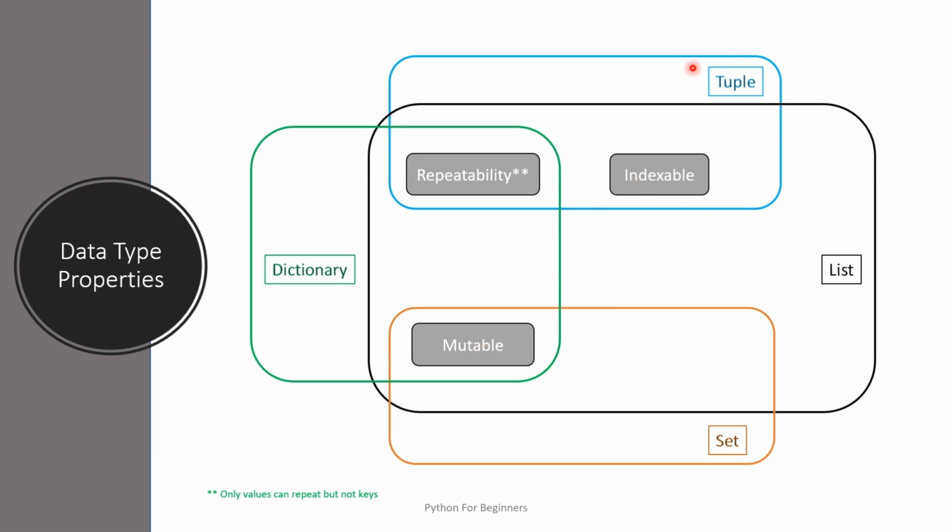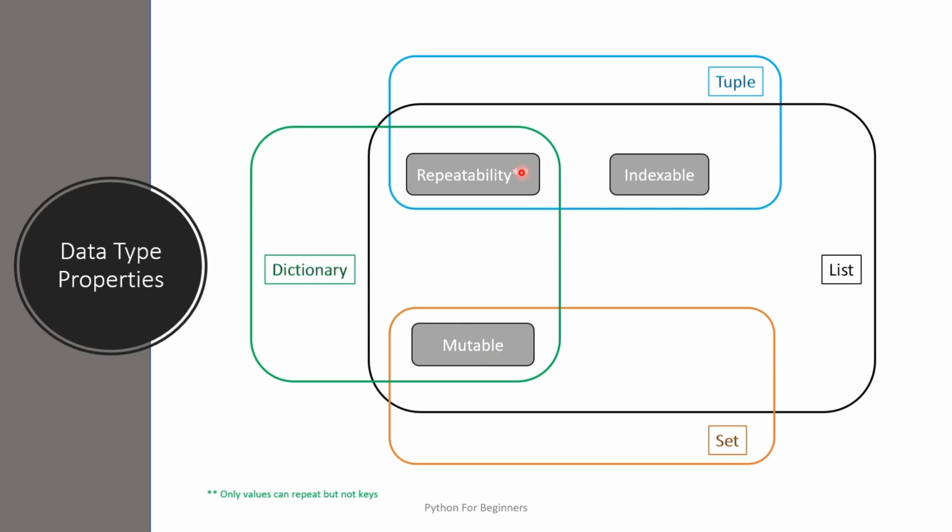Second, what you see in blue is the data structure tuple. It allows repeatability and indexability, but does not allow mutability. That means you cannot change the data elements once defined. So technically tuple is a subset of list, right? And because it does not provide mutability, it can be referred to as the immutable version of list, right?